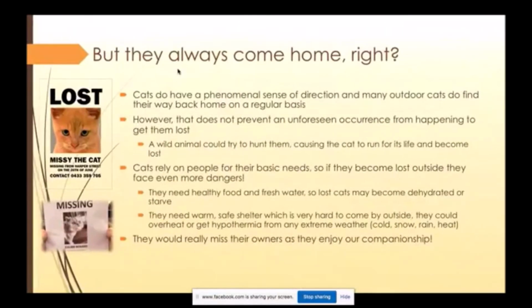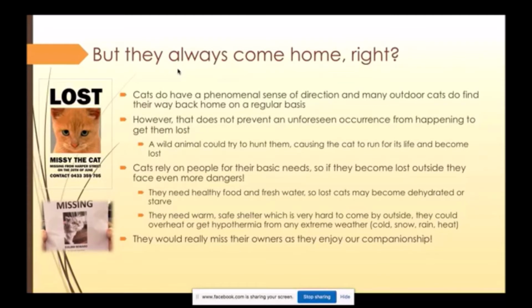But a lot of people think, well, they always come home, right? And cats do have a phenomenal sense of direction, and some outdoor cats do find their way back home on a regular basis. Like I mentioned, some outdoor cats go for several hours of unsupervised time. For some it might be a couple of days. And while they seem to be able to find their way back home, that doesn't prevent any kind of unforeseen circumstance from happening that might get them lost.